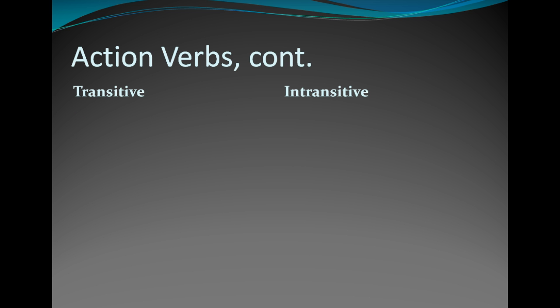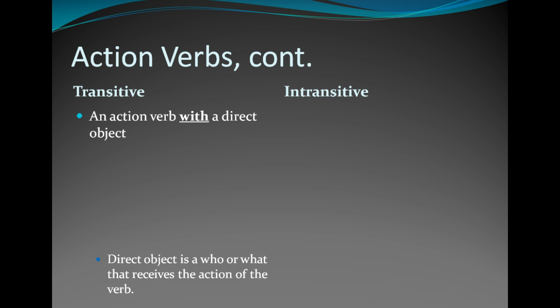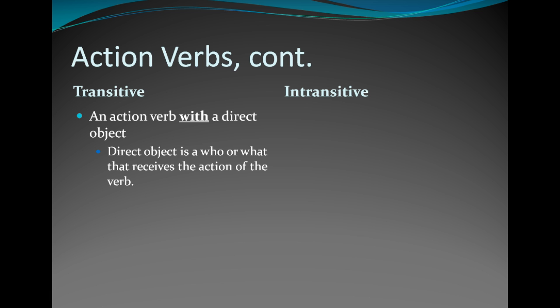Action verbs, like we said, come in transitive and intransitive. This means that a transitive verb is a verb with a direct object, which is a who or what that receives the action of the verb. For example, Johnny threw the ball. Johnny threw what? The ball. The ball is the direct object, therefore threw is transitive. Intransitive verbs don't have a direct object.